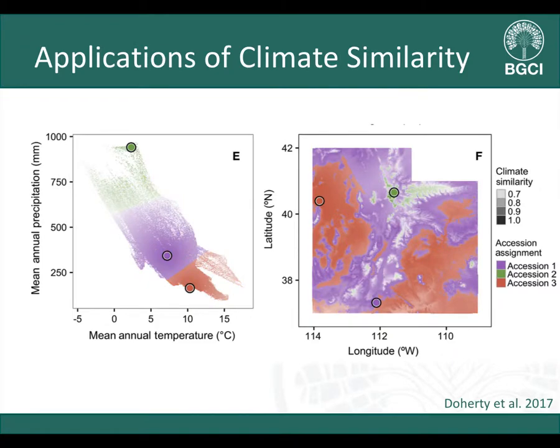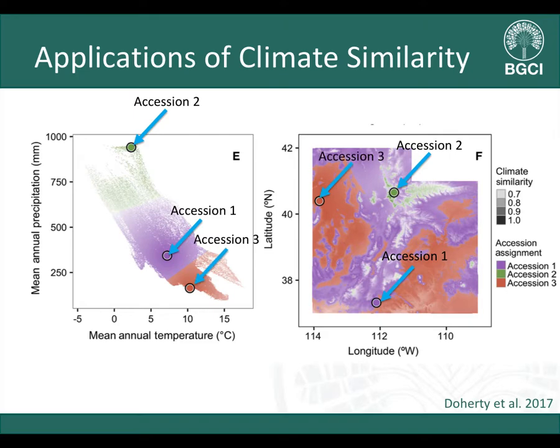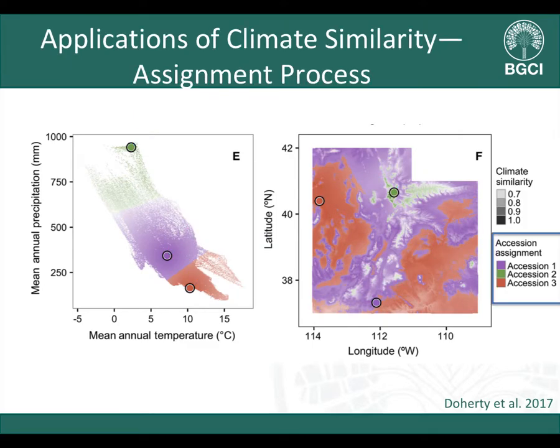We can map climate similarity to multiple sources. Here we have performed this exercise for 3 sources, a Session 1, Session 2, and a Session 3, depicted as purple, green, and red points. Regions are colored depending on whether the climate is most similar to a Session 1, Session 2, or a Session 3, in a process we refer to as assignment.